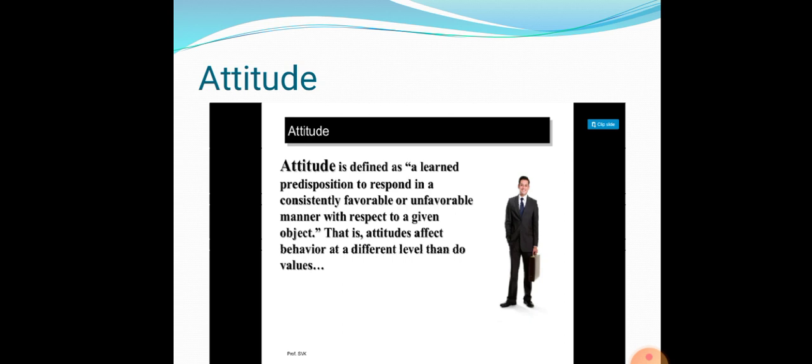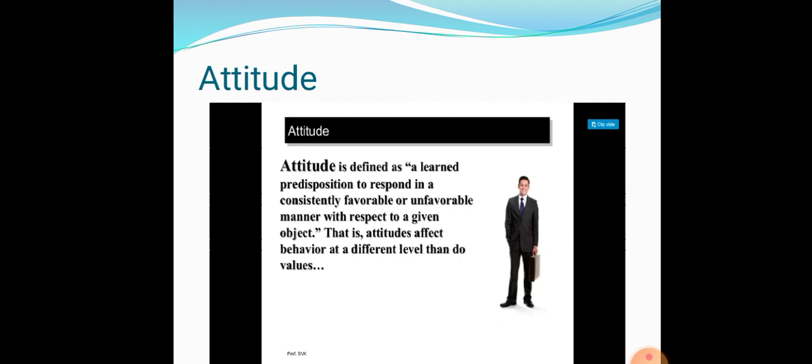So what is attitude? I'll just read out the first definition and then I'll start explaining. Attitude is defined as a learned predisposition to respond in a consistently favorable or unfavorable manner with respect to a given object. That is, attitudes affect behavior at a different level than do values. Attitude is a state of mind of an individual towards something, and it includes their likes and dislikes about any aspects.